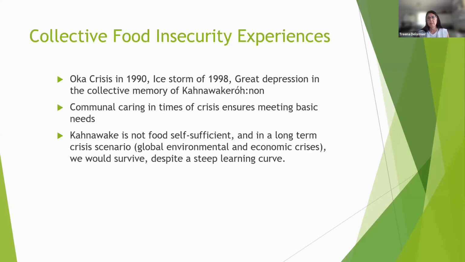So what we found out is people said that when we have crisis, we care for each other to meet our basic needs. However, everyone reflected that right now, Kahnawake is not food self-sufficient. We cannot feed ourselves to survive in a long-term crisis scenario. And so in order to survive, this would involve a steep learning curve.